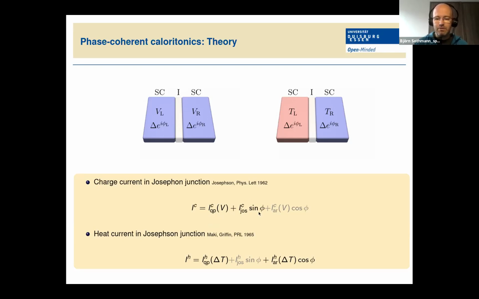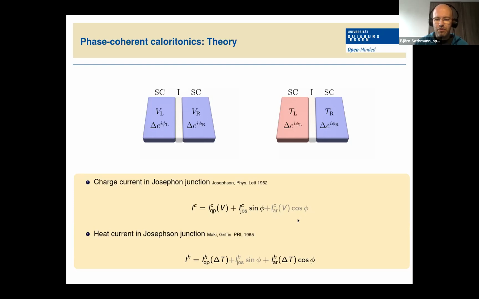The second contribution is the famous Josephson current, which is due to the coherent transfer of Cooper pairs between the superconductors. So this is a dissipationless process that flows even in the absence of a bias voltage and is driven by the superconducting phase difference phi.